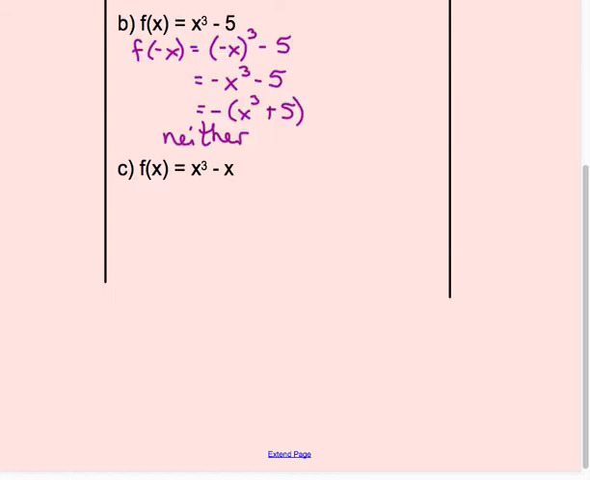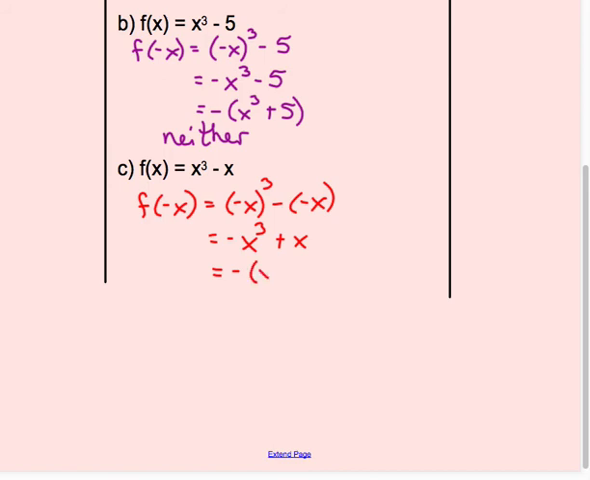Last example, substituting x with negative x everywhere we see an x. Again, when you cube a negative, it stays negative. Distributing the negative on the next one, we get a plus x.